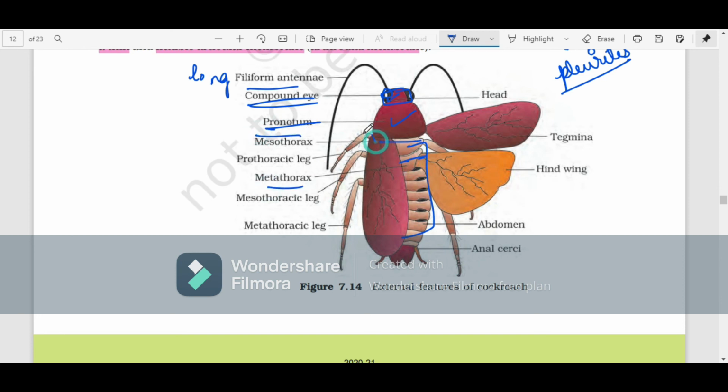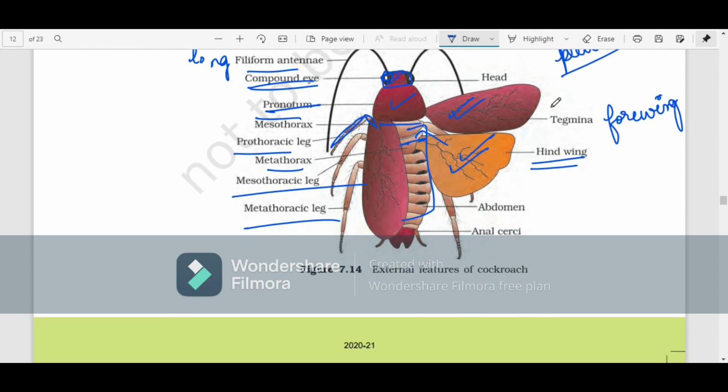The first pair of legs right here is the prothoracic leg. Then you'll find the mesothoracic leg, then the metathoracic leg. There's the tegmina. Tegmina is the forewing, the elytra. These do not help in flight. These are the hind wings right here, which help in flight. The tegmina are dark, opaque, and leathery, while the hind wings are membranous and transparent.